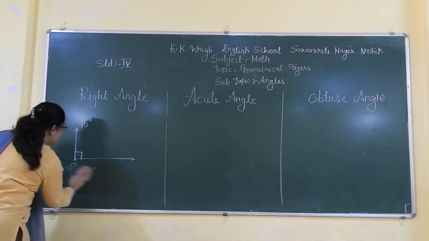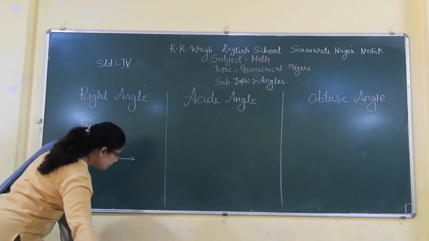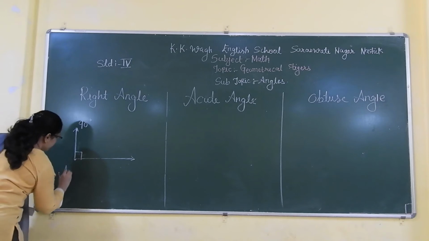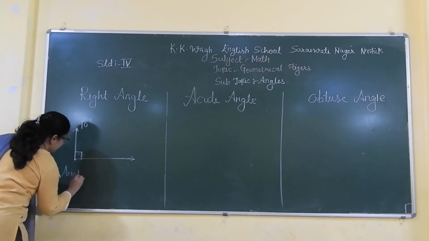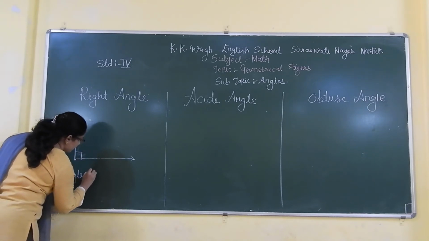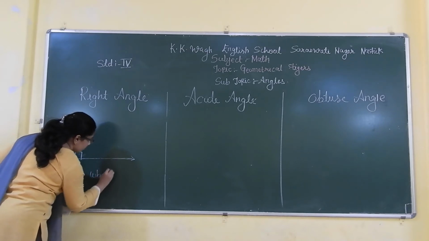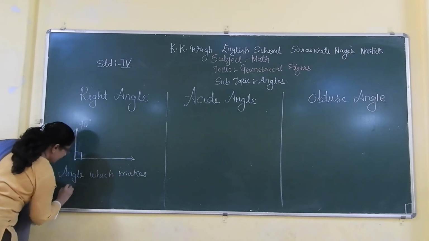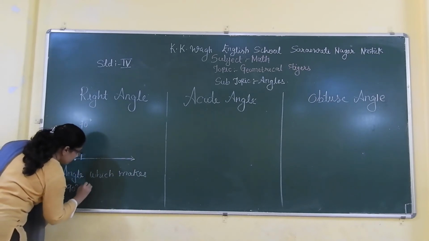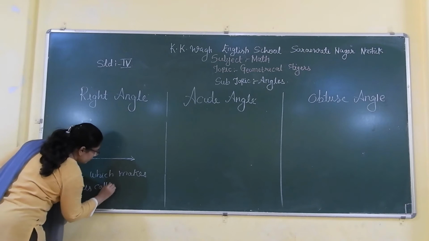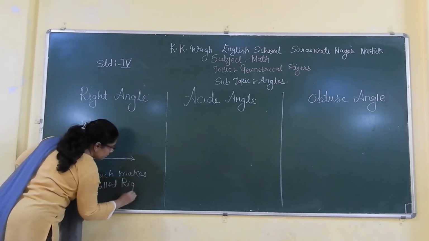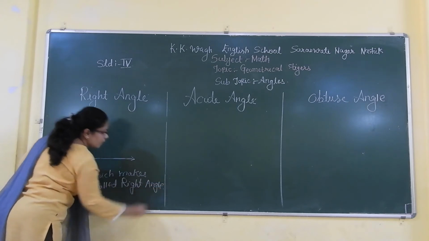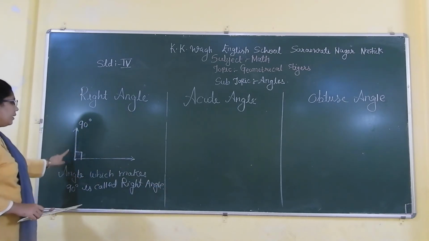Angle which is of 90 degrees is called a right angle. Okay, this is a right angle. It is making 90 degrees.